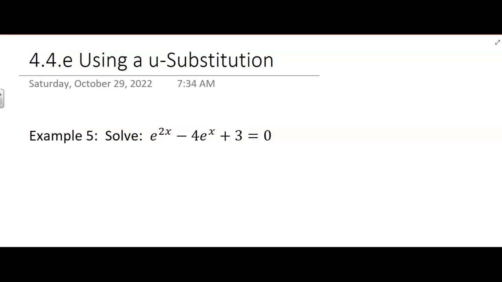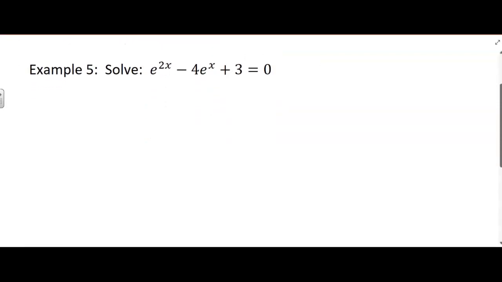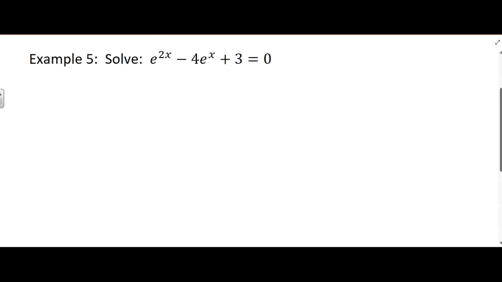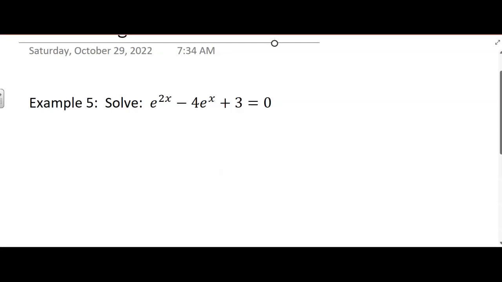So we're going to use a u-substitution for this problem. We've done these before, but it's been a while, so maybe you don't remember. But remember, we're looking for something in the form ax squared plus bx plus c equals 0. Then we can use a u-substitution if we can make it look like a quadratic.